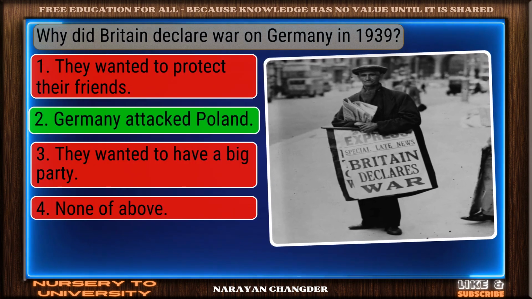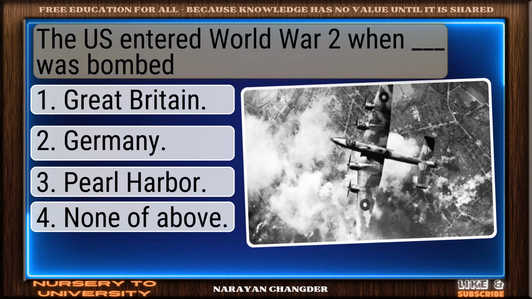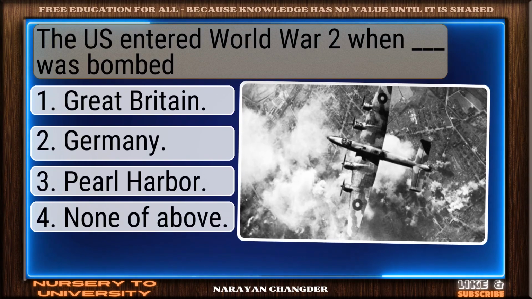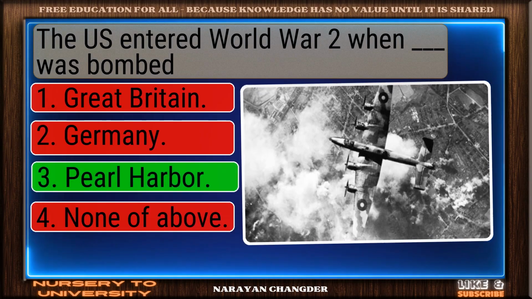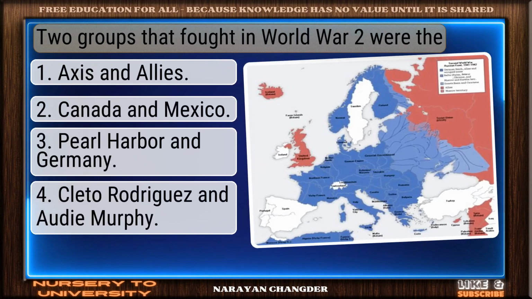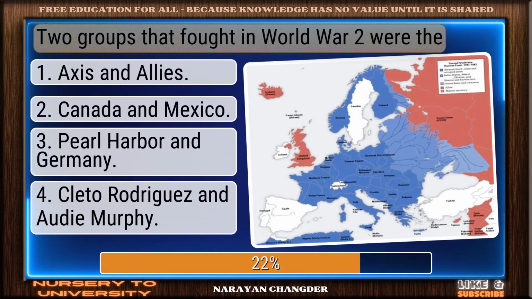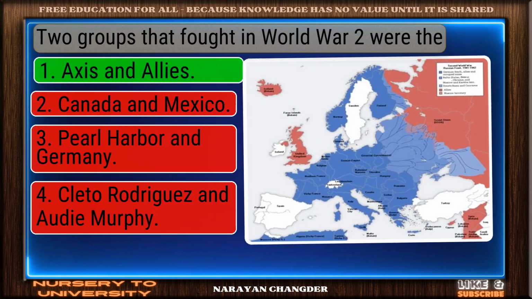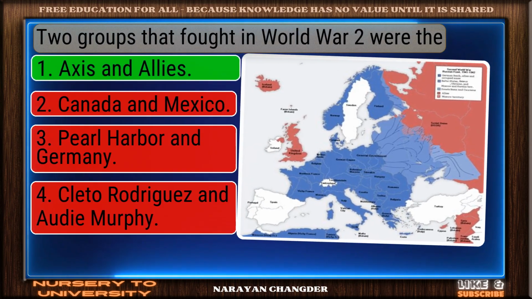Well reasoned. Germany attacked Poland is the correct choice. The US entered World War II when Dash was bombed. Valid point. Pearl Harbor is true. 2 groups that fought in World War II were the... Great job. Axis and Allies is the accurate answer.